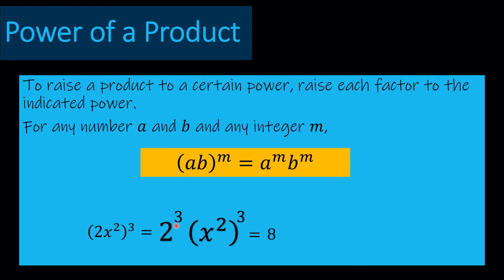2 cubed is equal to 8. x squared raised to the power of 3. Apply the power of a power. A power expression raised to another power. So just copy the base and then multiply the exponents. 2 times 3 is equal to 6. So we have (2x squared) raised to the power of 3, that is equal to 8x to the power of 6. And that's it.